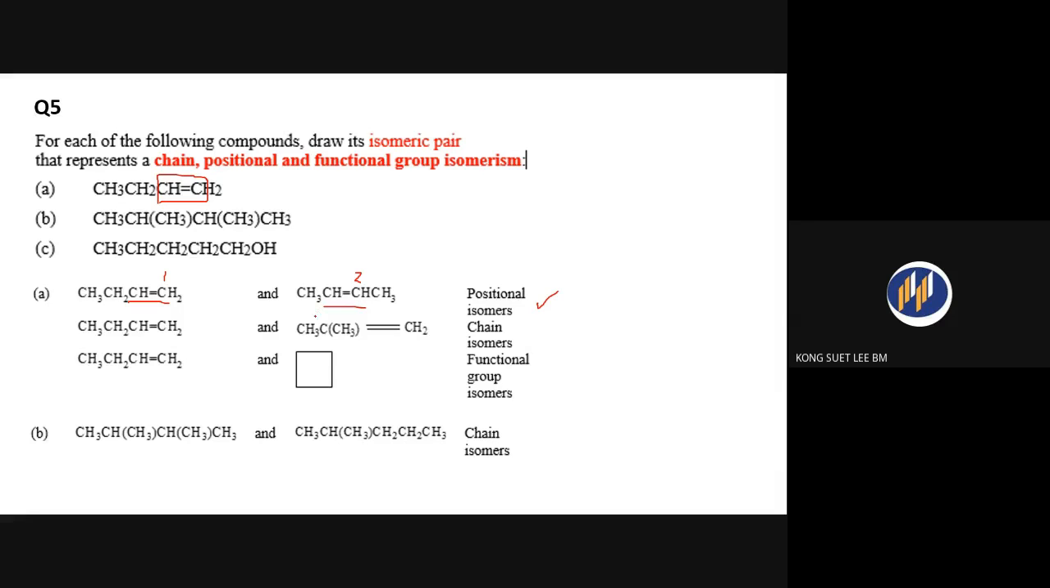Of course you can draw it like chain isomer. Why? Because if you cannot see the structure over here, you try to expand, you will see C, and then here C. Double bond is like this. The initial one is a straight chain, and then for this one, the chain has a branch. So this is chain isomer.